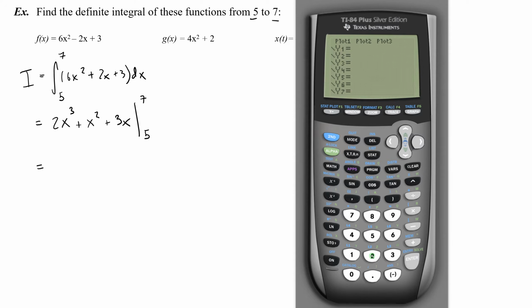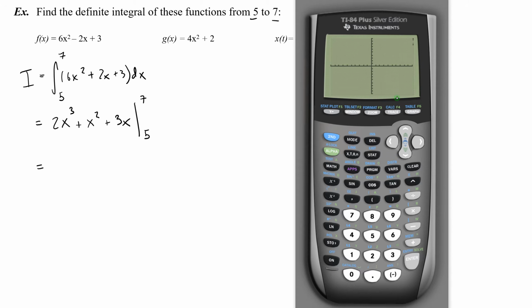So y equals 2x cubed plus x squared plus 3x. Oh, I'm sorry. I made a mistake. Oh, don't make this mistake that I just made. Everybody makes this mistake. Don't plug in the antiderivative. Plug in the original function. 6x squared plus 2x plus 3. The original function, not the antiderivative.